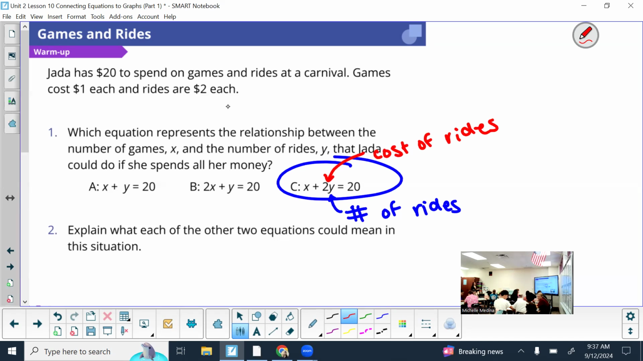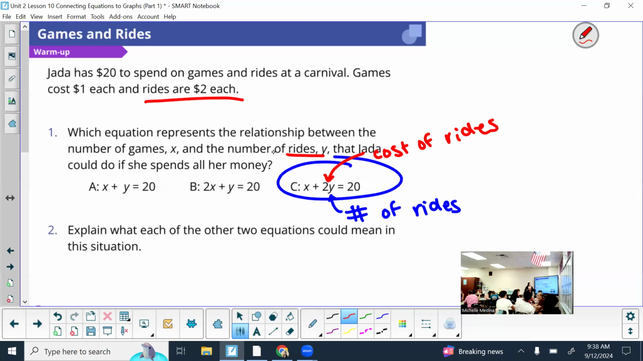And it gave you that information here. Rides are $2 each. It told you to use Y for rides. Make sure that you do that. Depending on how many rides I go on, I would have to times that by 2, because if I go on 2 rides, it's costing me $4. If I go on 10 rides, it's costing me $20. That's multiplication, right? None of the other equations show that each ride is $2. So just based off that alone, this one must be it.